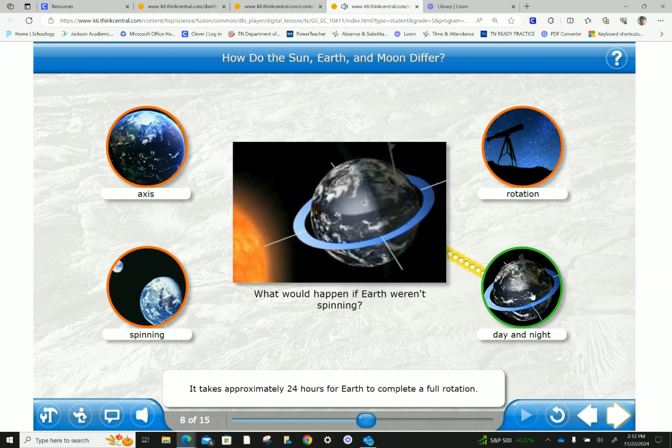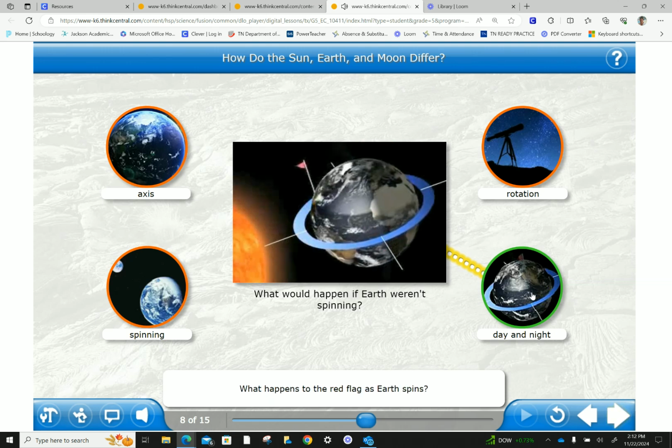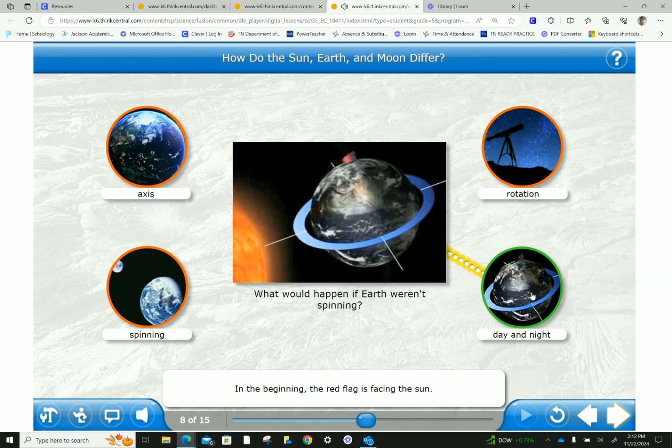It takes approximately 24 hours for Earth to complete a full rotation. Look at the red flag in this animation. What happens to the red flag as Earth spins? In the beginning, the red flag is facing the sun. The people at the red flag have daylight. As Earth spins, the red flag is facing away from the sun. Now it is night. Earth's rotation causes day and night.